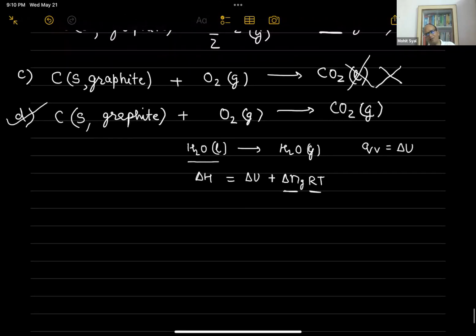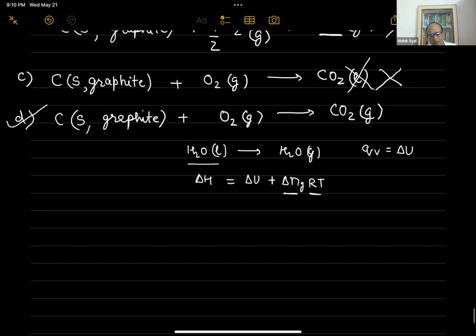Suppose at constant pressure, what is the volume change? If that is not given, you can find the volume change from the change in number of moles of gases times RT. Because in the gaseous state, which you will study later on, PV equals nRT. This is the equation for gas. P is the pressure, V is the volume, n is the moles, R is a constant, and T is the temperature.